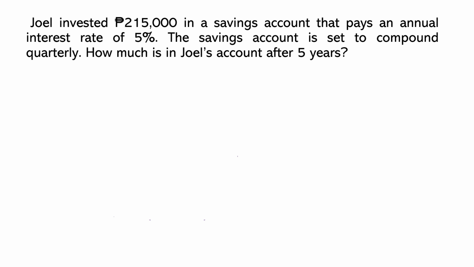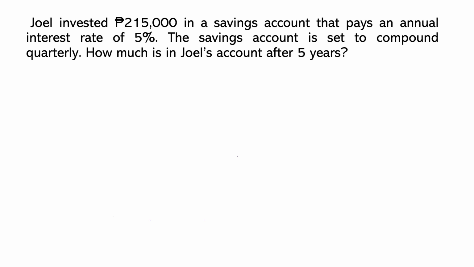All right, so let's understand this problem. Joel is investing 215,000 in his account, and there is an annual interest rate. If you say annual, that's yearly, or every year, rate of 5%. So that means it will increase by 5% every year. But it's saying also that the savings account is set to compound quarterly. So it will be compounded quarterly. How much is in Joel's account after 5 years?